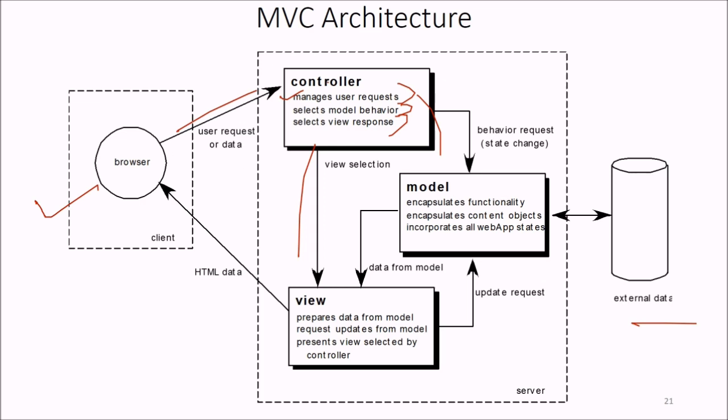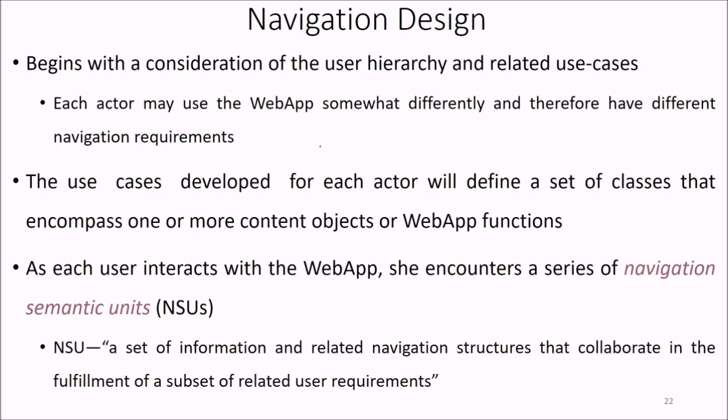And then the model will encapsulate the functionality, encapsulate a content object, and incorporate all web app states, of course with the employment of the external data. And the view will prepare data from the model, request updates from the model, present the view selected by the controller, and send the HTML data to the browser, and it will update the request to the model. This is the MVC control architecture.